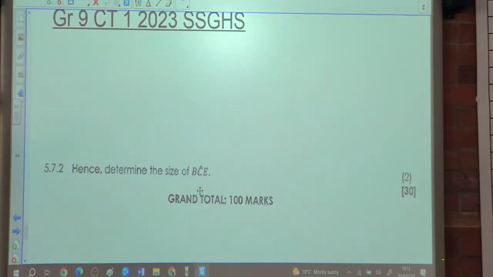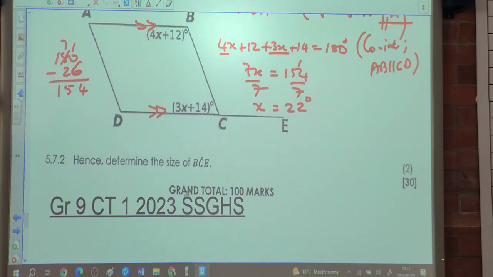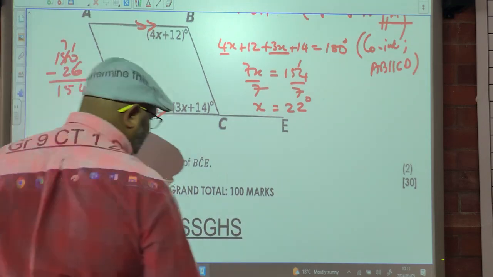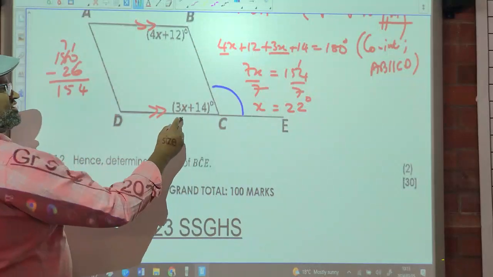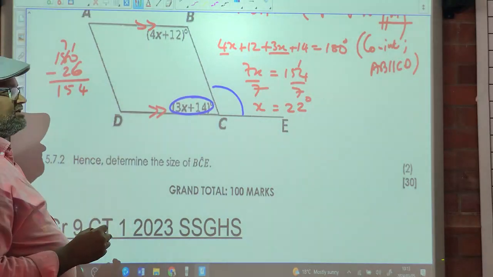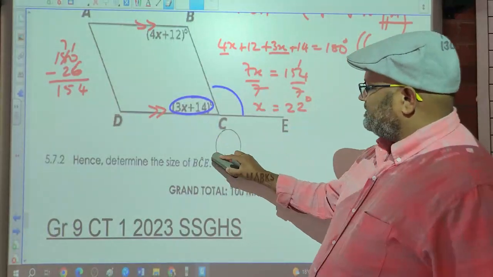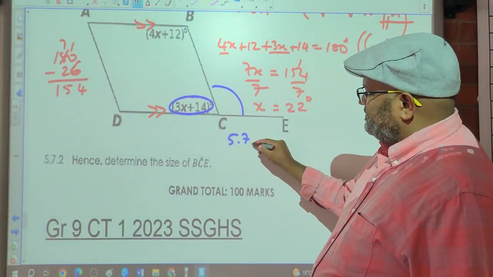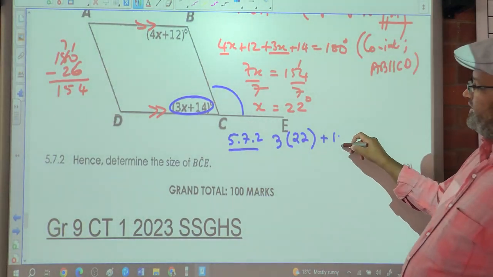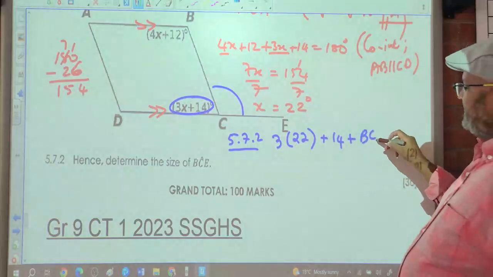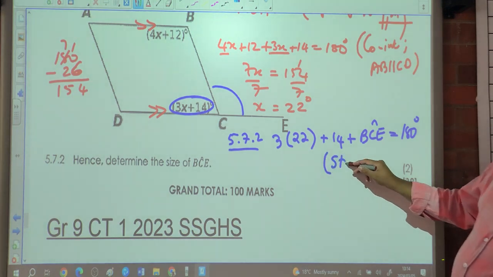Right, so let's see what the next question will ask for us. Hence determine the size of BCE, this angle here. So in other words, I must first calculate what this angle is, not so? 5.7.2. We know that 3x, and what is x? 22, plus 14, plus BCE is equal to 180. Why? Straight line.